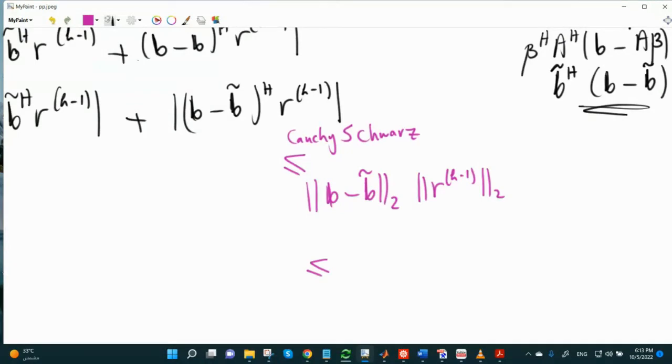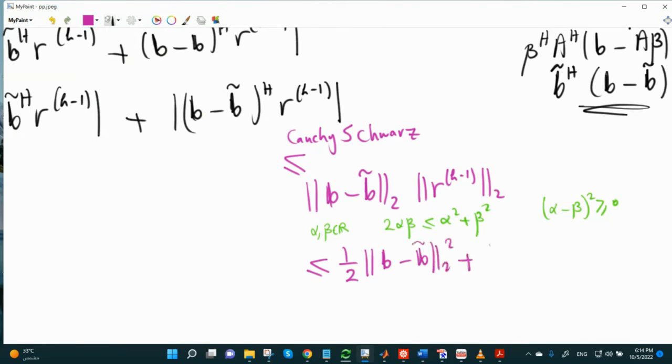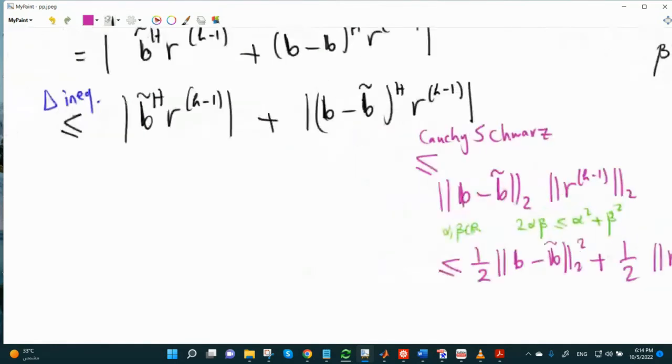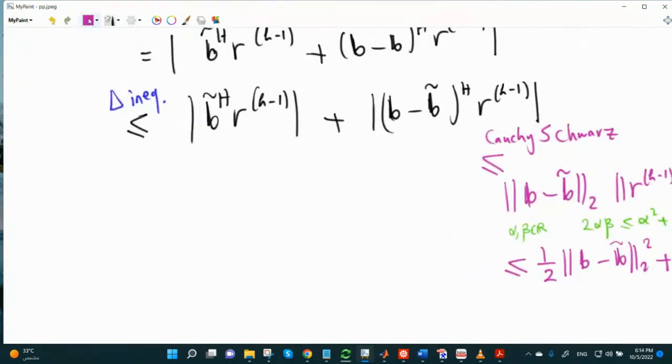And then again, I can use this idea that if you have two real numbers, alpha and beta, then 2 alpha beta is less than or equal to alpha squared plus beta squared, right? Because this comes from alpha minus beta squared being greater than or equal to 0. So this product here is less than half the square of this guy plus half the square of this guy. And now we need to work on this one.